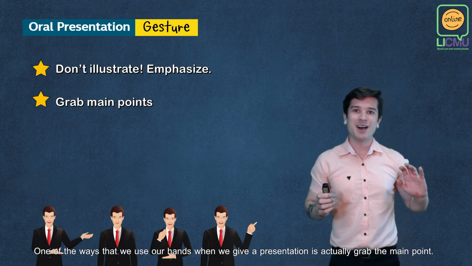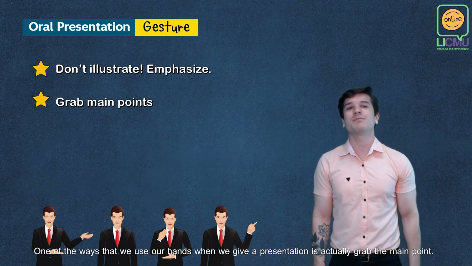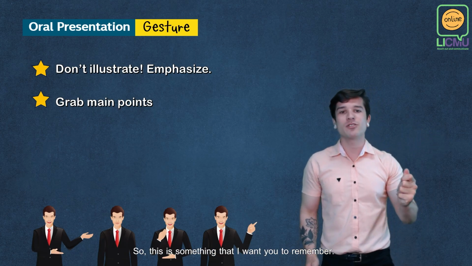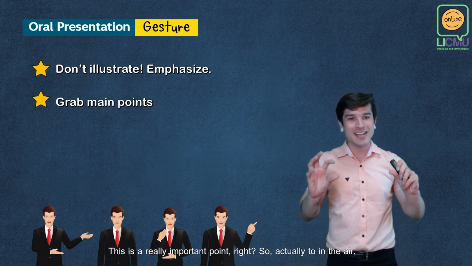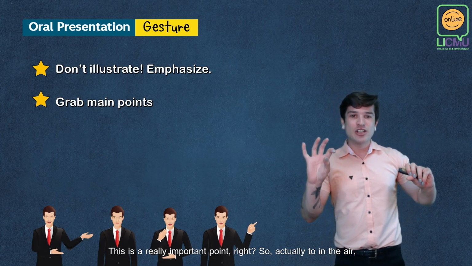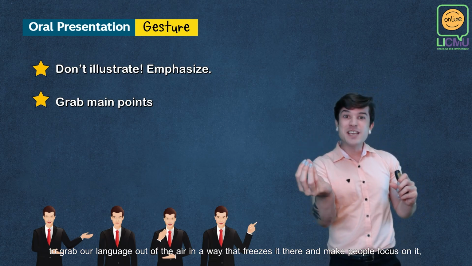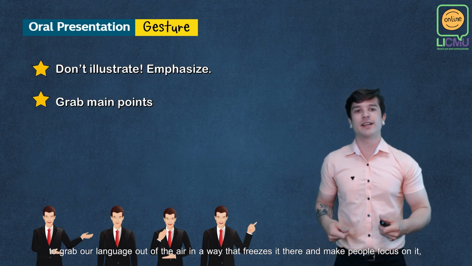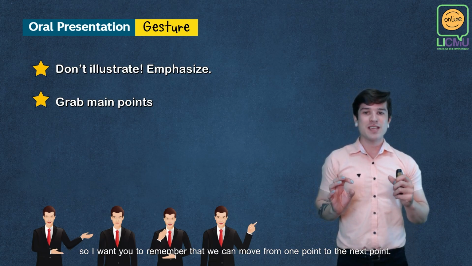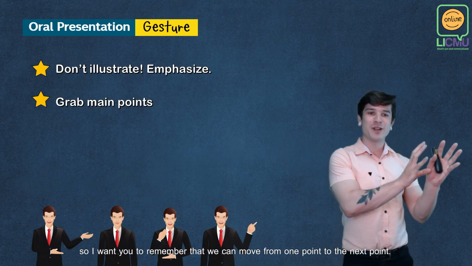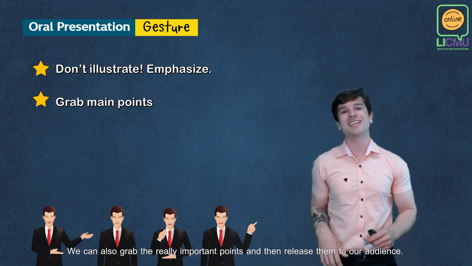One of the ways that we use our hands when we give a presentation is to actually grab the main points. So this is something that I want you to remember. This is a really important point, right? And so actually to grab, in the air, our language out of the air in a way that freezes it there and makes people focus on it. So I want you to remember that we can move from one point to the next point, and we can also grab the really important points and then release them to our audience.